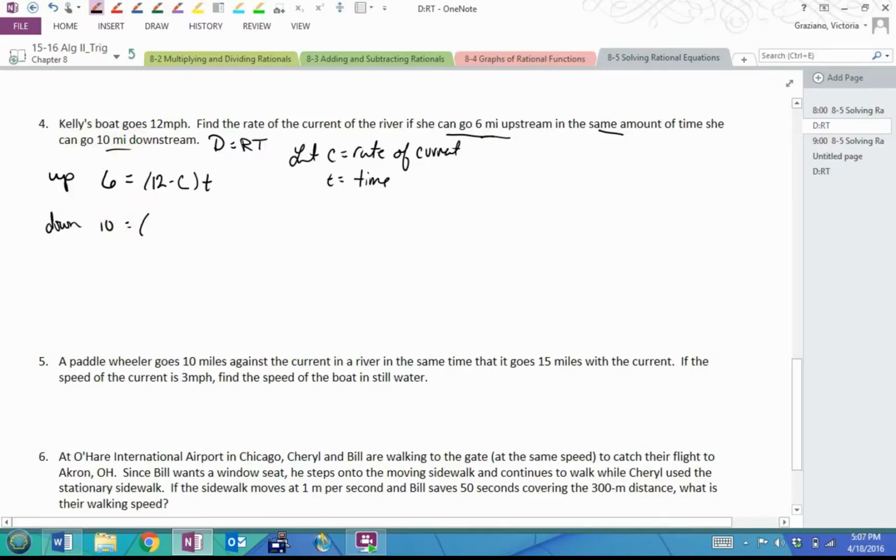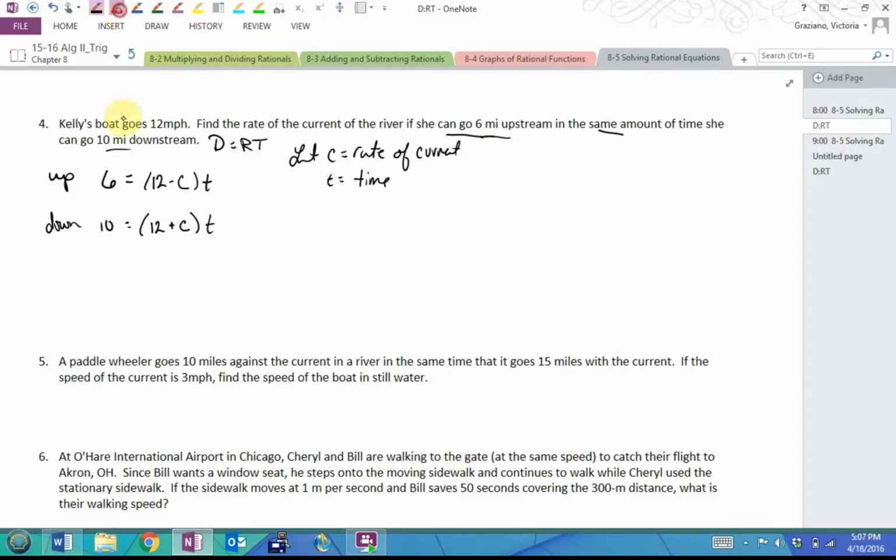Okay, this time when she's going downstream, we've got the boat speed of 12 miles per hour, but then the current is pushing it, so the boat is actually going faster. So I have the 12 miles per hour plus the rate of the current, and then times the time. Okay, so in the last problem I could set the two distances equal to each other, but in this case the distances are not equal to each other. It's the times that are equal.